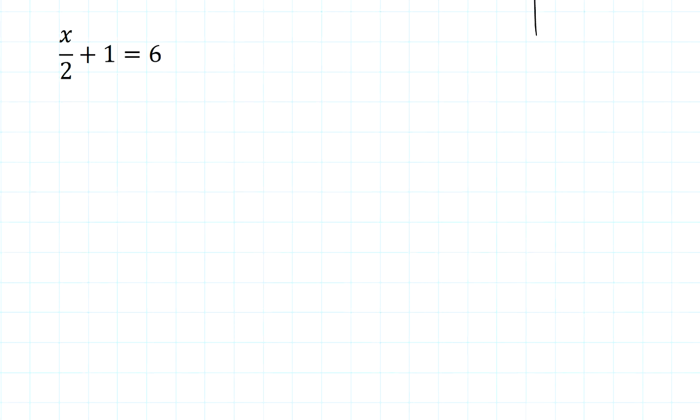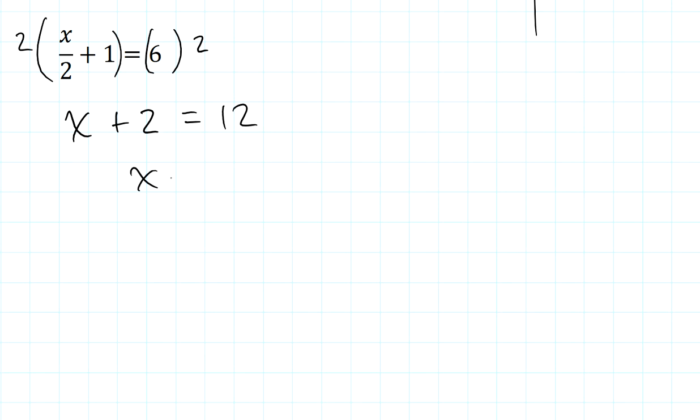For part C, if I look at this, the first thing I think of is fraction busters. So I'm going to choose to multiply both sides of this equation by 2. When I multiply on the left-hand side, the first term times 2, I get 2x over 2, which is simply x. And then 2 times 1 is plus 2. And on the other side, that equals 6 times 2, or 12. And if I take away 2 from both sides, we get that x is 10.